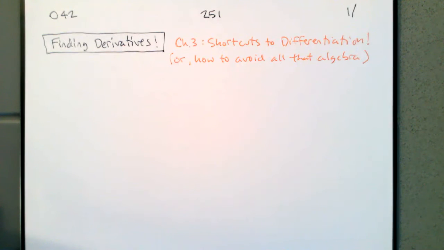Today, we're going to start building up a set of rules for finding derivatives. This is in the cleverly titled chapter, Shortcuts to Differentiation, or how to avoid all that algebra. So far, we've been finding the derivative by applying the definition of the derivative.